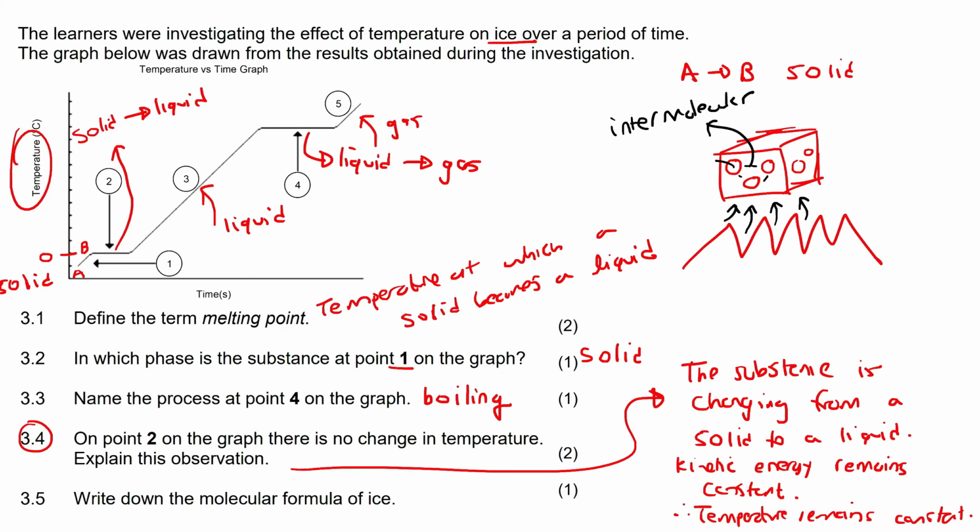If this one was worth more than 2 marks and was like a 5-mark question, well then obviously you would have to go into more detail, okay? But I have explained this in one of my previous lessons, but I have also explained it here exactly what's happening, and that this energy is being used to overcome those forces of attraction. This one says write down the molecular formula of ice. Well, ice is just water, so you're just going to say H2O.